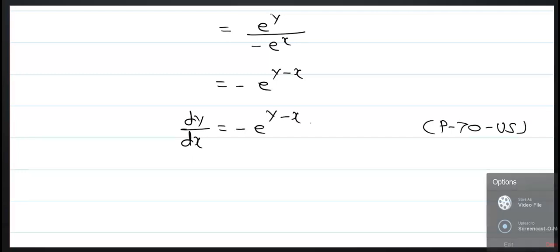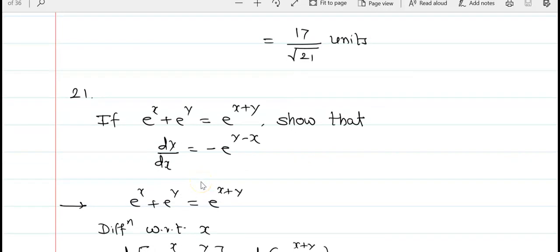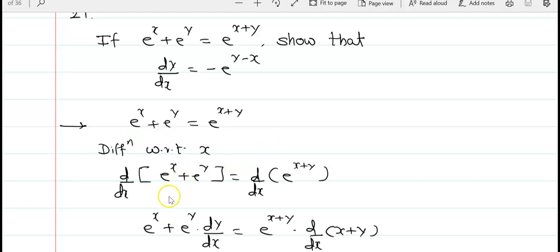It is on page number 17, unsolved question. Now see again the answer of this question. e raised to x plus e raised to y is equal to e raised to x plus y, then show that dy by dx is equal to minus e raised to y minus x. Now differentiate this with respect to x. The derivative of e raised to x is e raised to x, and e raised to y is e raised to y into dy by dx, which is equal to d by dx of e raised to x plus y.